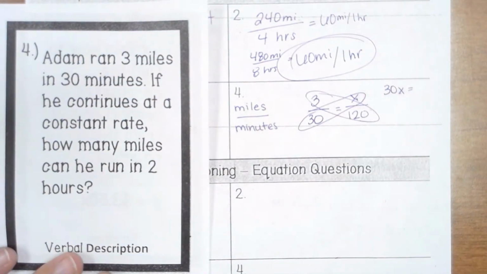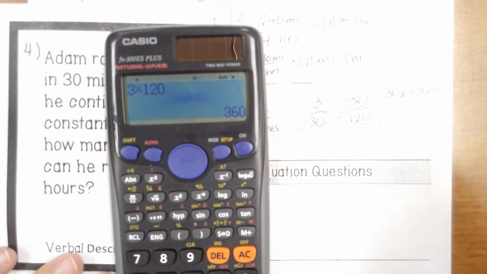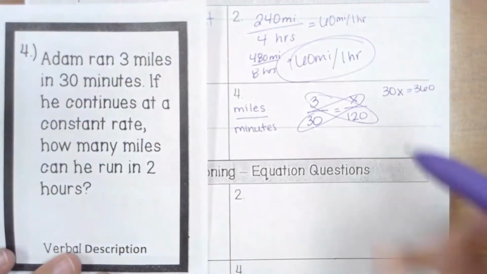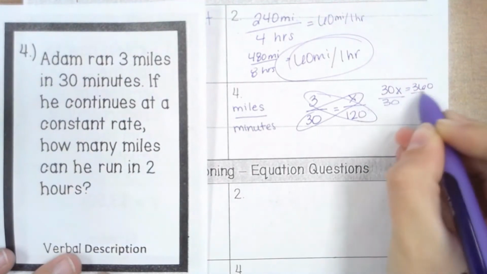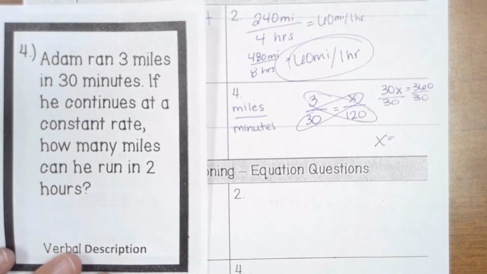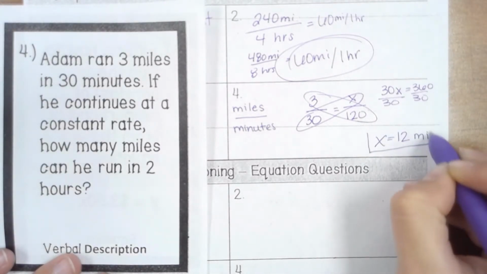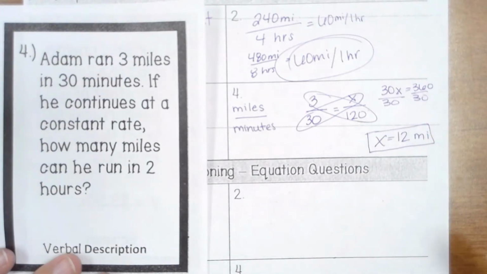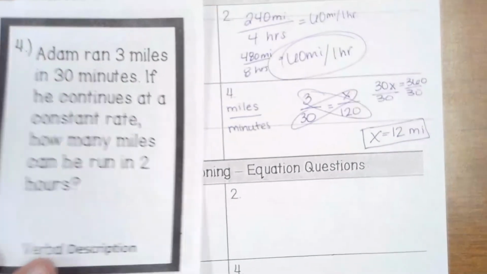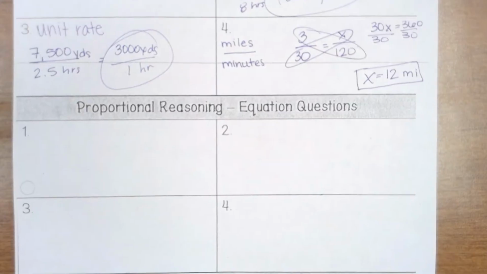3 times 120 is 360. And last step is to divide both sides by 30 to get that x by itself. So 360 divided by 30 gives us 12 miles. And that is how you find proportional relationships from a verbal description.